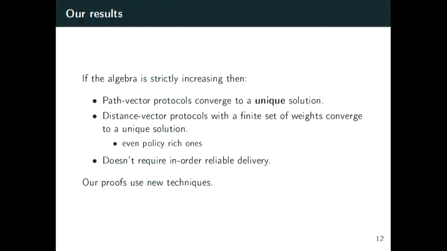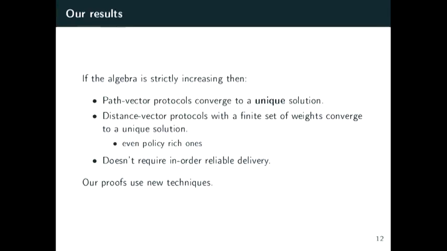So what have we proved? We've proved that if an algebra is strictly increasing, our new result is that path vector protocols always converge to a unique solution. Before, Sobrinho only proved that it converges. We proved that it converges deterministically. We extend our method to distance vector protocols. So we've shown under the same model that distance vector protocols with a finite set of weights also converge deterministically, and in particular even policy-rich ones. So there's nothing wrong. You could easily design a correct distance vector protocol with conditional policies, not a problem.